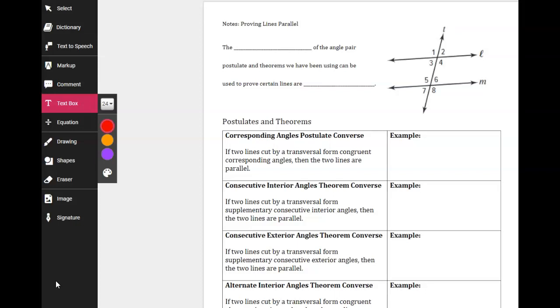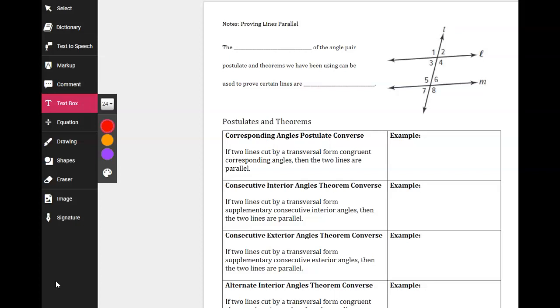So the corresponding angles postulate can actually be used to derive the other theorems, so that's why we call it a postulate. So it's the only one. The other ones are theorems. But from my angles and parallel lines notes, the corresponding angles postulate says that if two parallel lines are cut by a transversal, then each pair of corresponding angles are congruent.